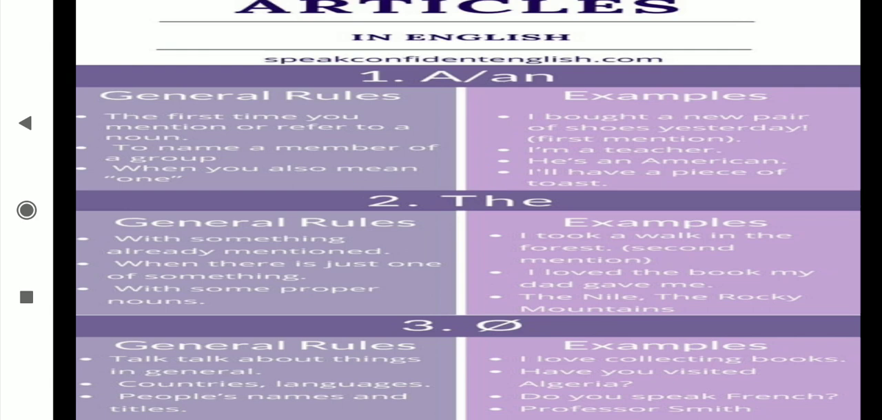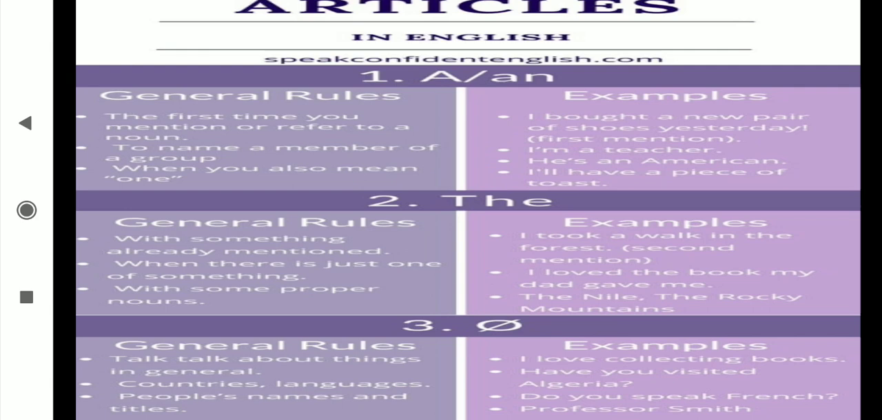"The": where do we use "the"? With something already mentioned, when there is just one of something, when we know which particular thing we are going to talk about and we are clear about that idea, at that time we use "the". We also use "the" for unique things available in the world. Examples: I took a walk in the forest. The forest, I know which forest I am going to, that's why I have said "the forest". When there is just one of something: I love the book my dad gave me. My book, I know which book my dad has given.